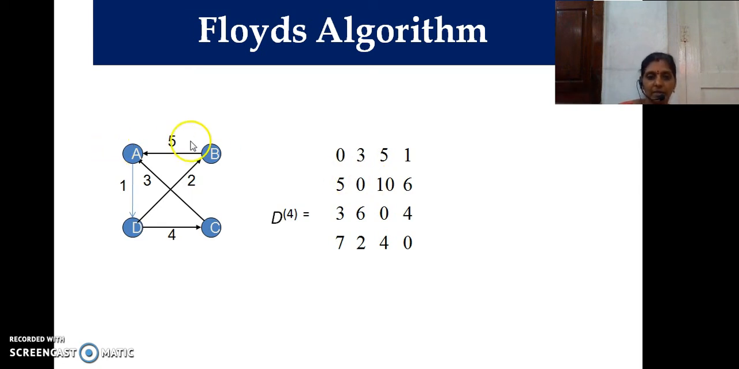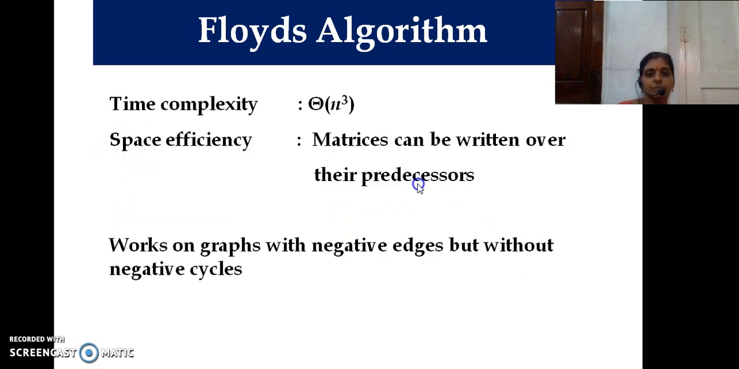From B to D there is no direct edge, so we have to move through A. B to A is 5, and 5 plus 1 is 6, so 6 will be reflected here. Similarly, we do this for all the vertices. The time taken for computing Floyd's algorithm is theta of n cubed.